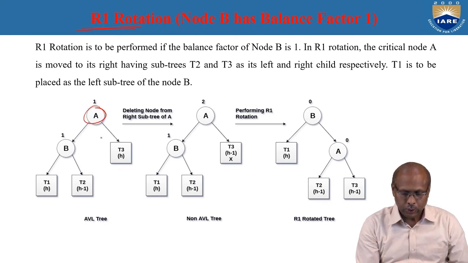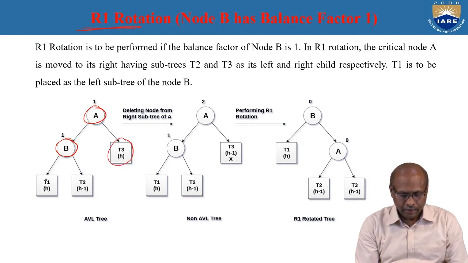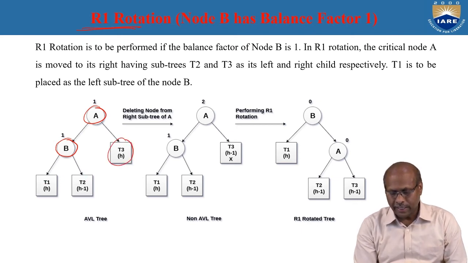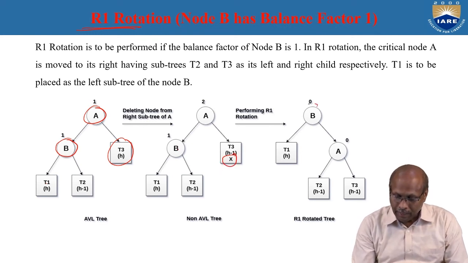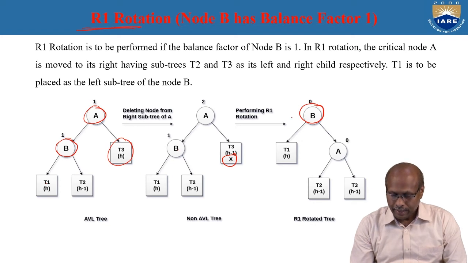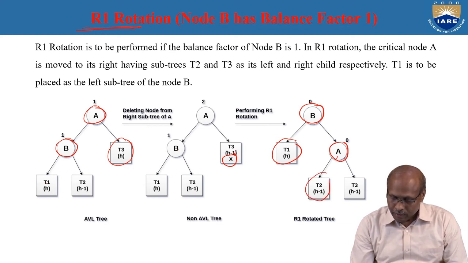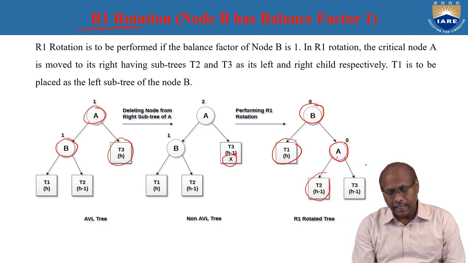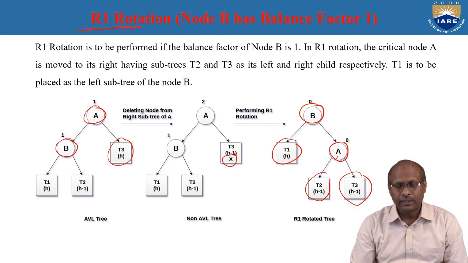If A is the root and B is its child node, T3 is one tree, and T1 and T2 are two subtrees. In this tree, if you want to delete one node X, then B becomes the parent and A becomes the right child of B. T1 is left as it is, T2 becomes the left of A, and T3 is already available as the right of A. So this is the way you have to delete.